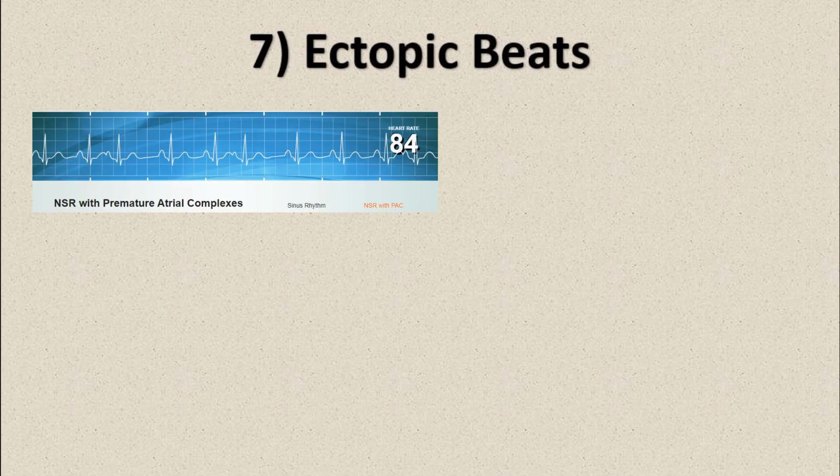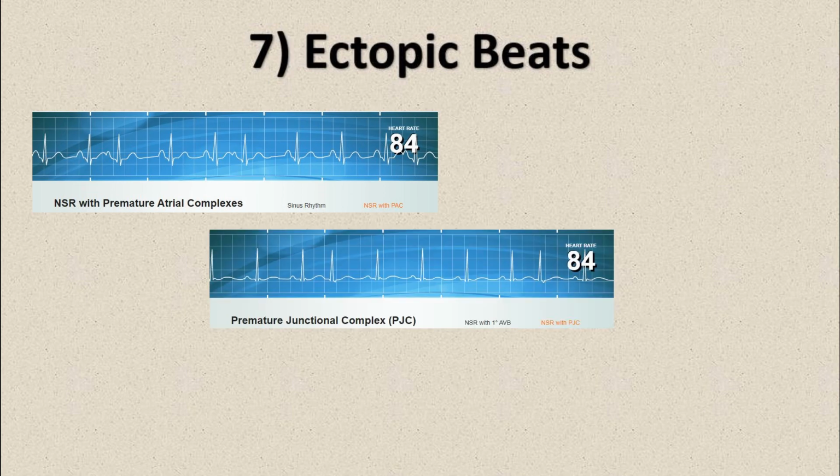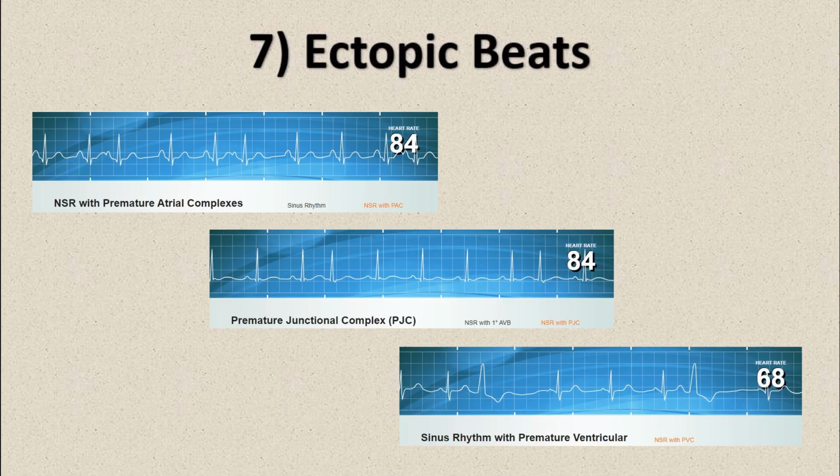Next, we will look for any ectopic beats. These are beats that originate outside of the SA node. These could be premature atrial contractions, premature junctional contractions, or premature ventricular contractions. If any of these are present, remember to note how many ectopic beats are present and how often they appear.